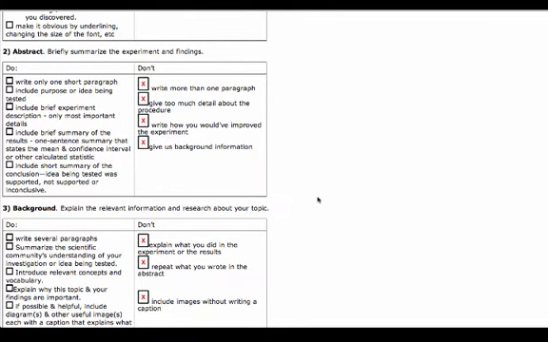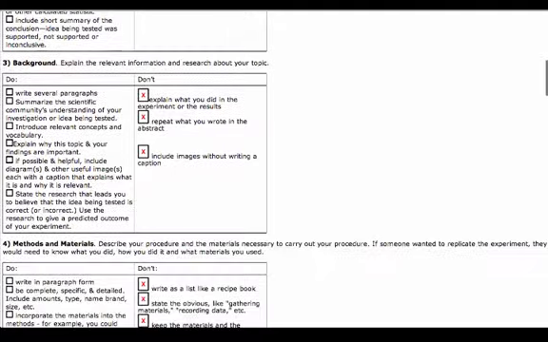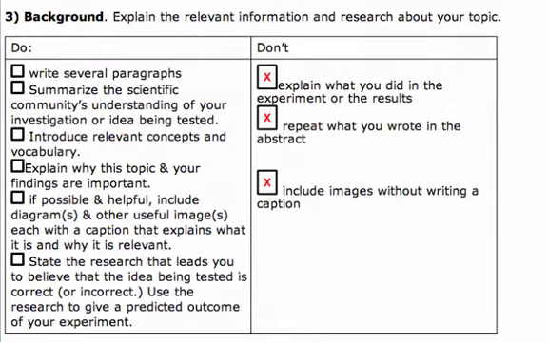Let's go to the background. The background is basically your research and important background information about your topic. So this is going to be several paragraphs long. It doesn't have to be very long, but you probably want to take a few paragraphs.